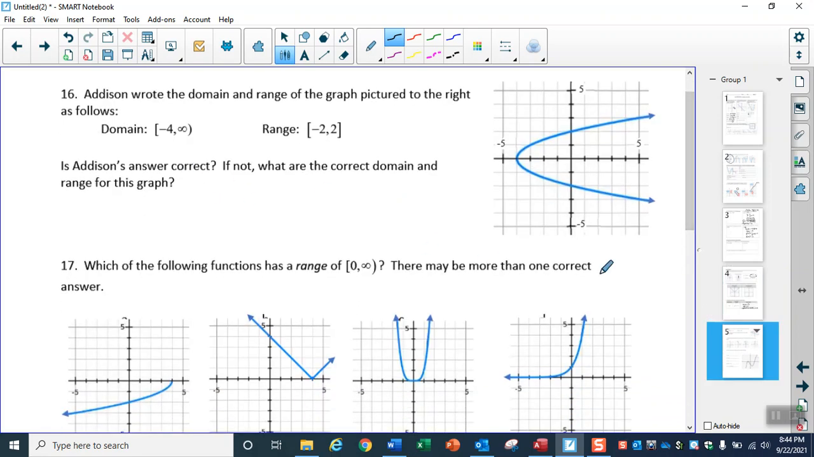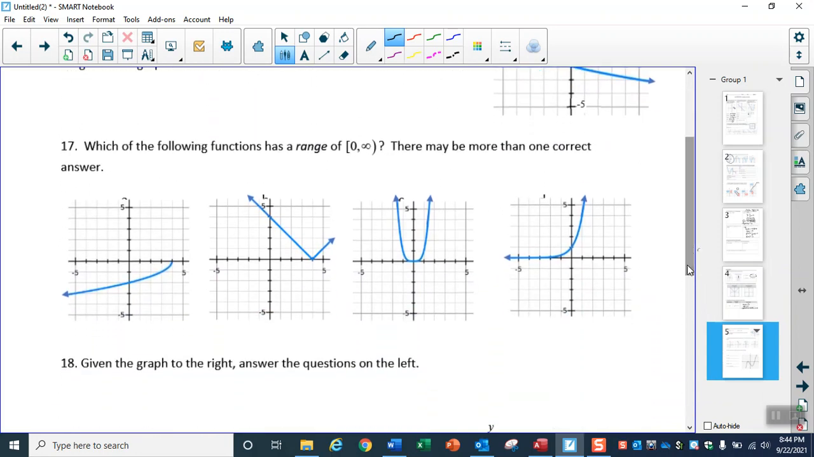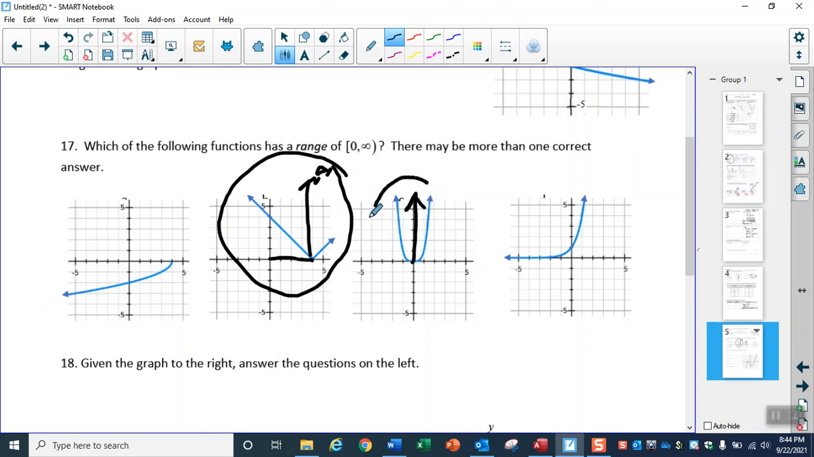So for 17, you've got the range is 0 to infinity. So remember, range is always bottom to top. So 0 to infinity. Here's the bottom, that's at 0, and then it goes up forever, so that would be to infinity. All right, so that would be that one. This one is going to infinity down here. So this one starts at 0 and goes up to infinity.